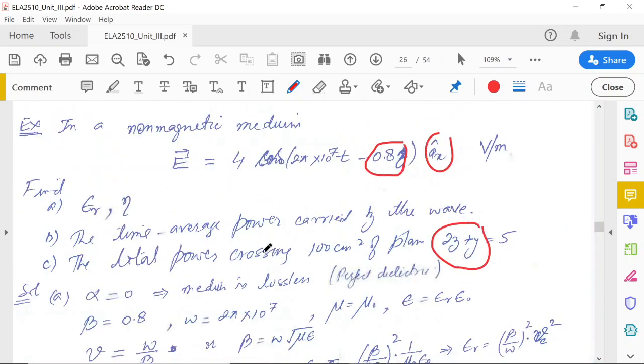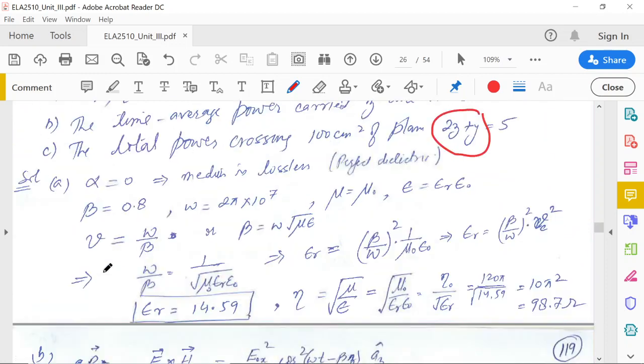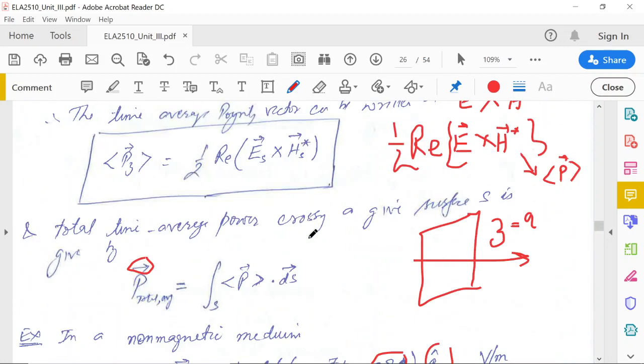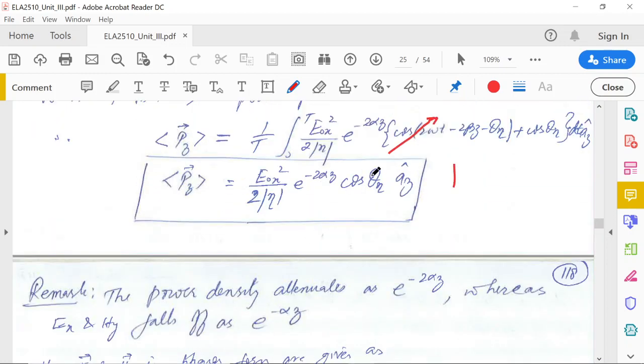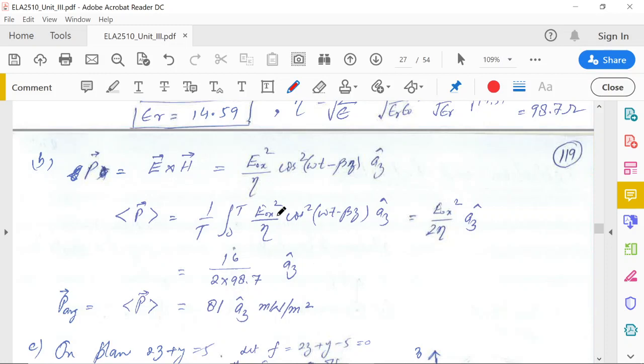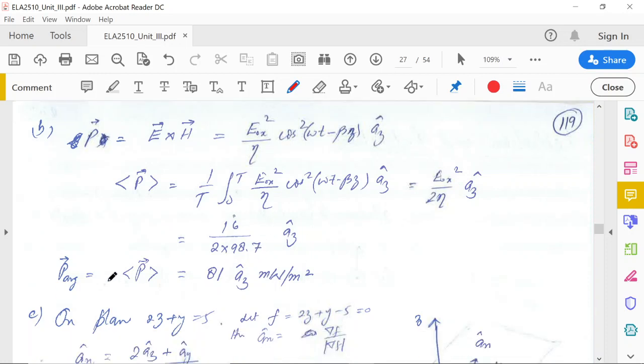Now next is the time average power. You can compute it this way. You can go through taking the average of this one, or you can use the formula. If you go through the formula directly, in that case, the time average, cos theta n is 0. So you have E_x squared by 2 eta. So just go through this one, and then you will get E_0 squared over 2 eta, and you can compute the time average power. So the time average power density is given by 81 milliwatts per meter squared.